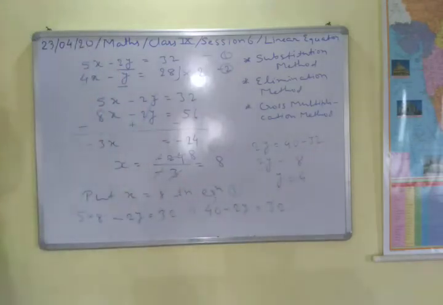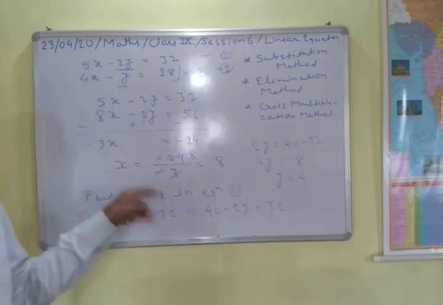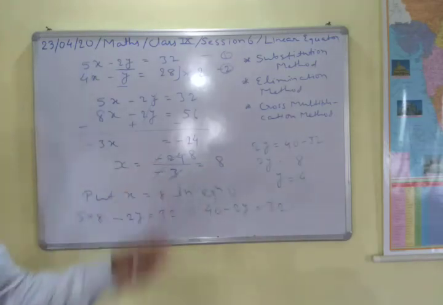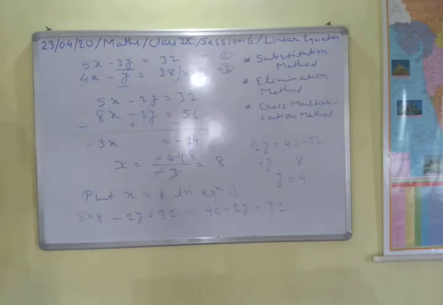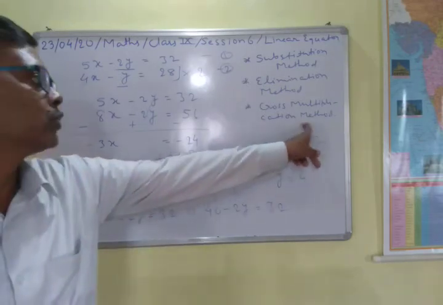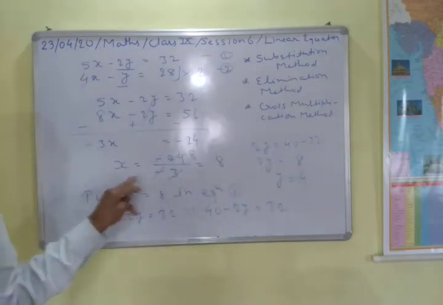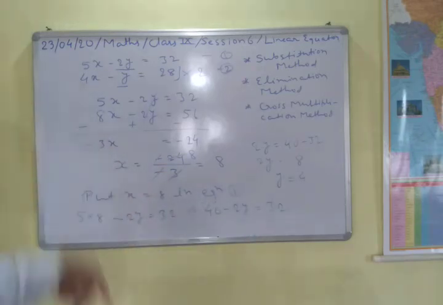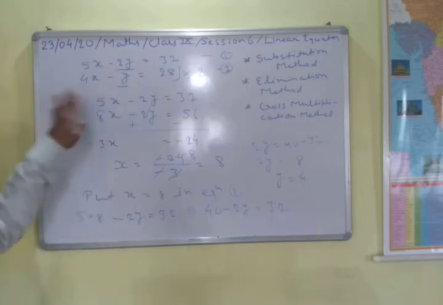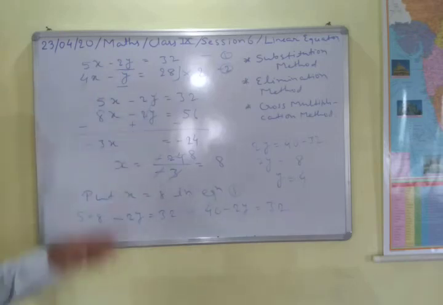So here again we got the value of x equal to 8 and y equal to 4. And from the previous, that is from the cross multiplication method also, we got the same value, x equal to 8 and y equal to 4. And by this method also, the value is same. That is, by any method you will get the same answer. So I have taken this equation again.